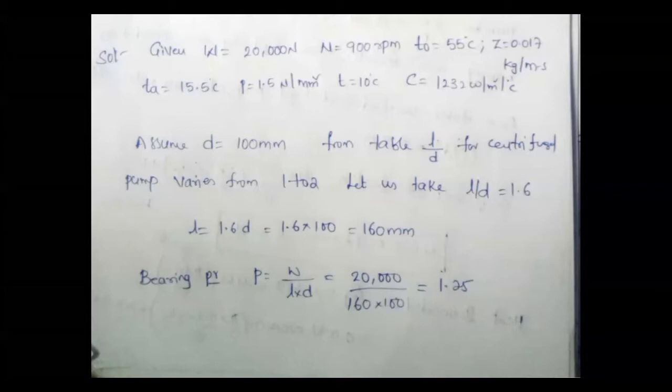Now calculate the P value, that means the bearing pressure value. Here the bearing pressure value is P equal to W by L into D, and the L into D value is 160 into 100. Right. So the diameter value is 100 and the L value is calculated as 160. So based on these calculations, you will get the answer of 1.25. I hope you understand this point, especially this step.